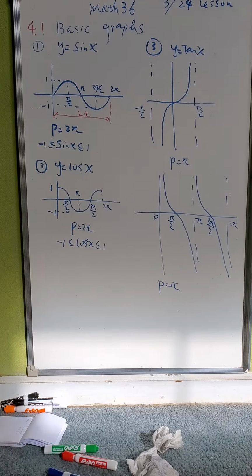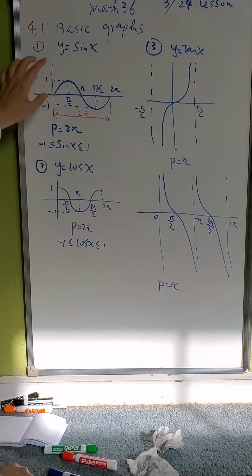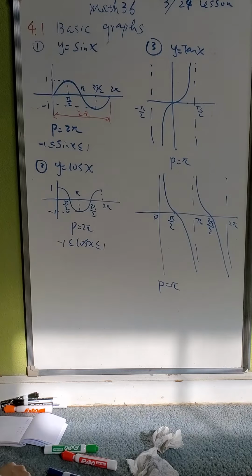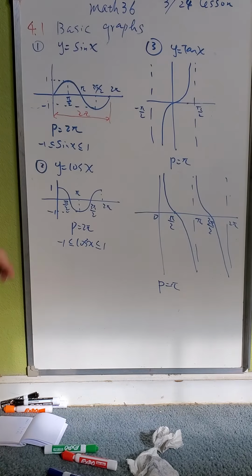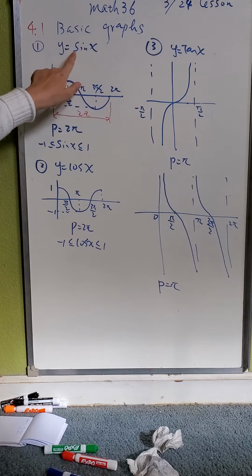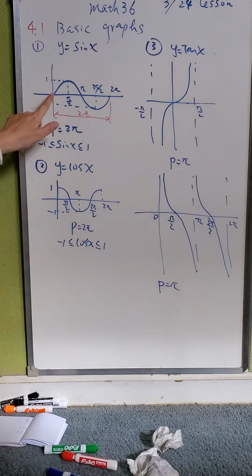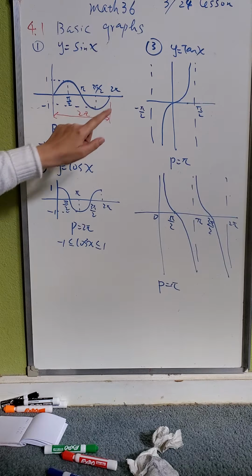4.1. Okay, we're going to learn about basic graphs. For the basic graphs, we have 4 of them that we will learn so far, but we will have 2 more later on. So the first is y equals sine x. Y equals sine x goes from 0 to 1 to 0 to negative 1 to 0.